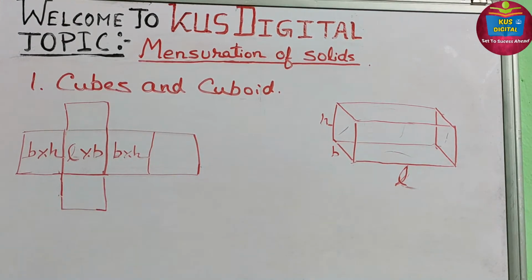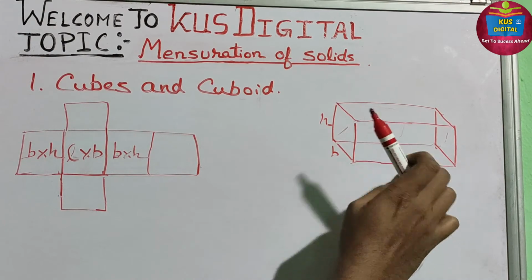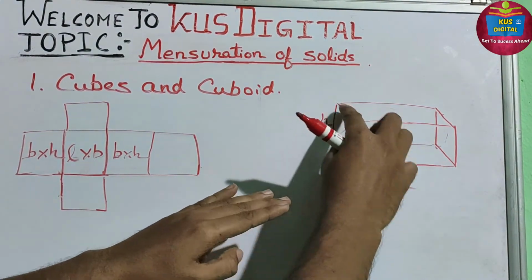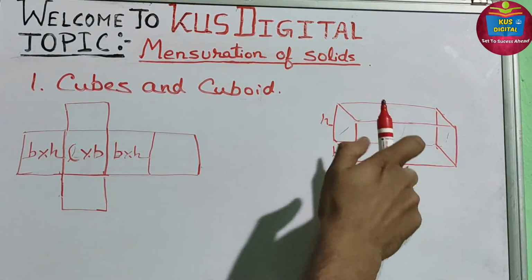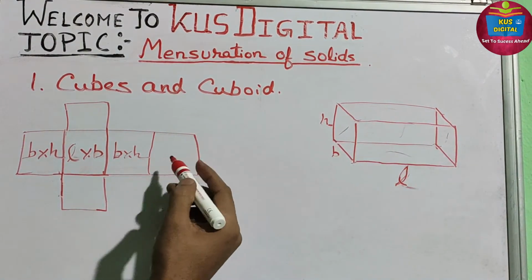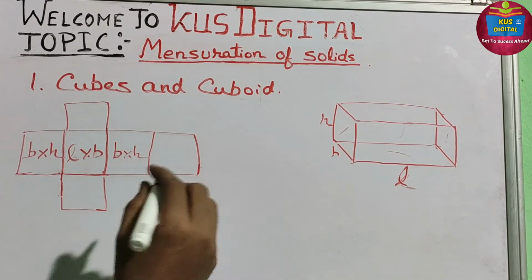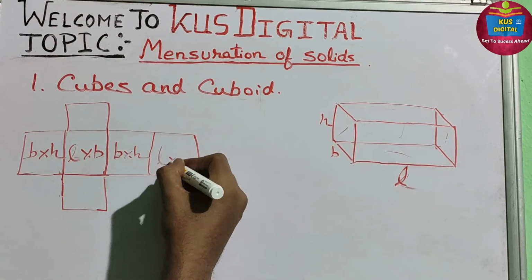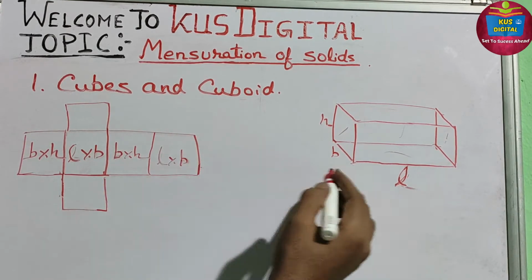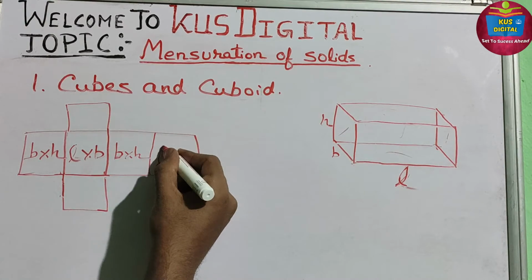Okay, fine. Now that part, when I unfolded, I cut from here and then unfolded from there. So that surface is this surface. What will it be? It will be length into breadth, the same as this. This part and this part are the same. So this is length into breadth.